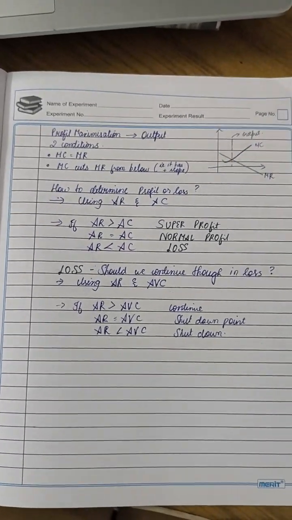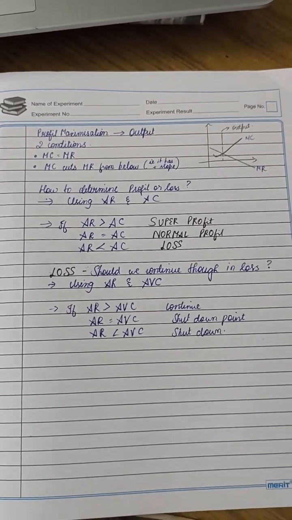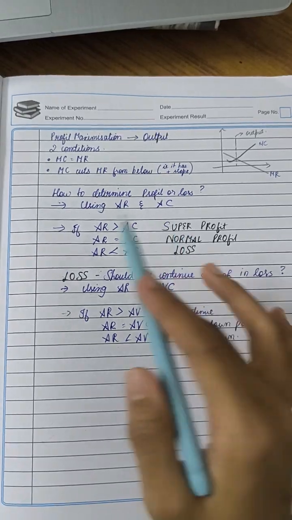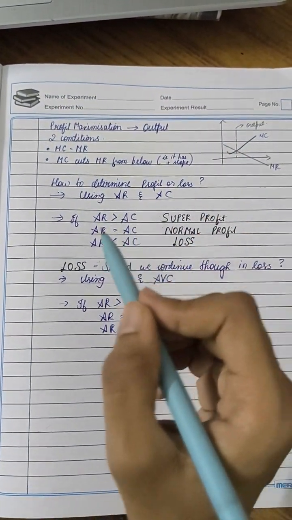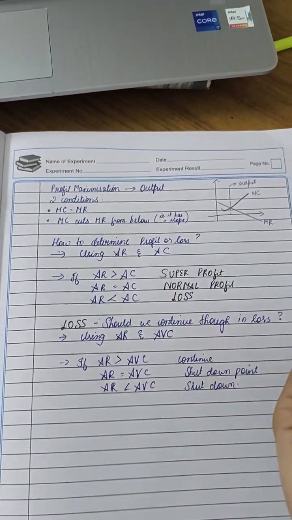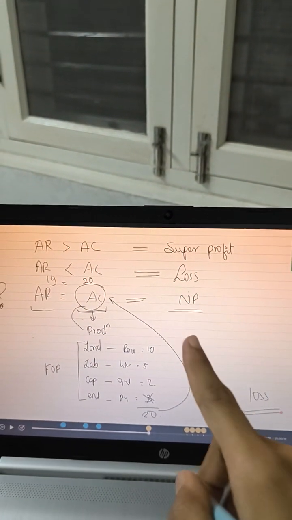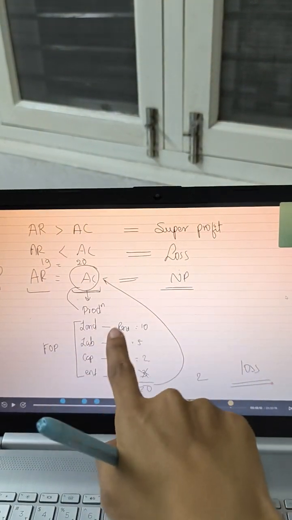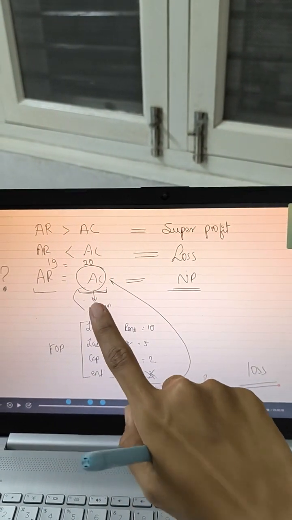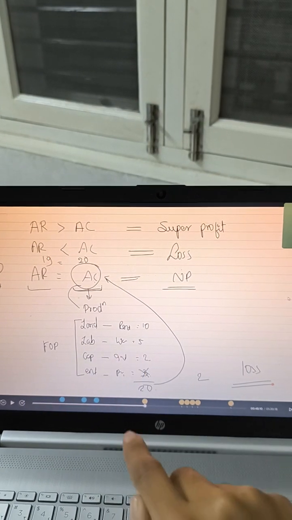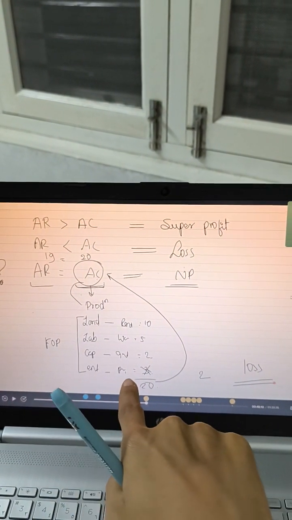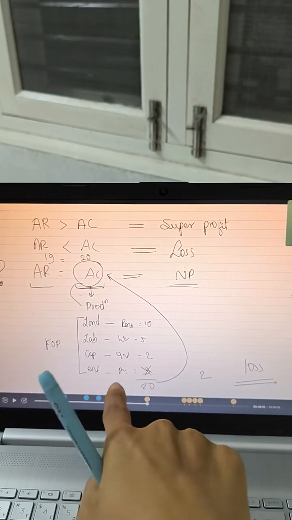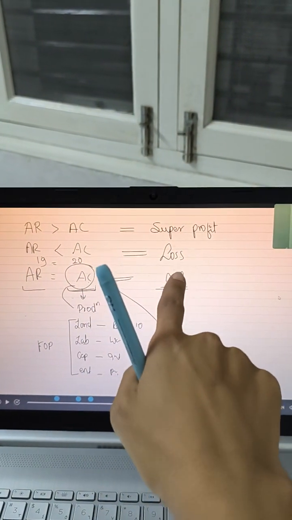So now we're going to see how we're going to determine profit or loss. That is using average revenue and average cost. So if average revenue is more than average cost, that is called super profit. If it's equal, then it's called normal profit. But why? You will understand seeing this, because when we're calculating average cost, we see the factors of production, right? We'll add up all the factors of production. Here we added land, labor, capital, and here we're adding entrepreneur's profit. So in this average cost, there's already profit involved. So that is why it is normal profit.